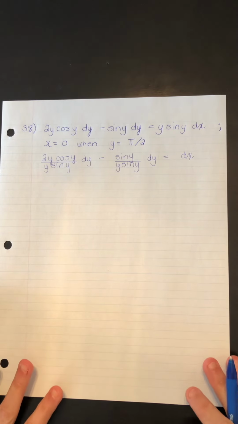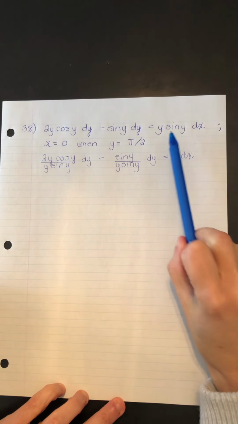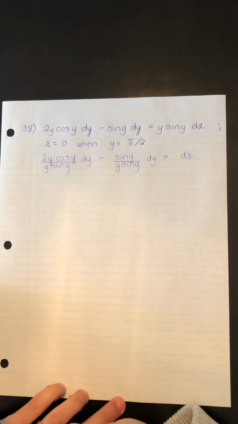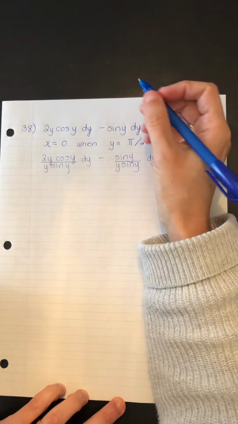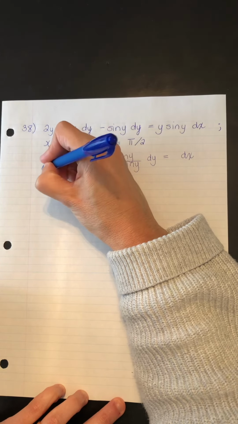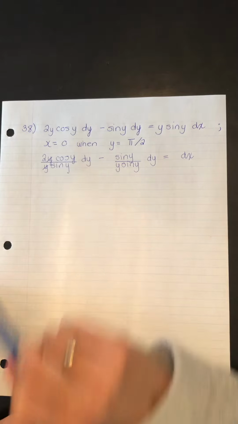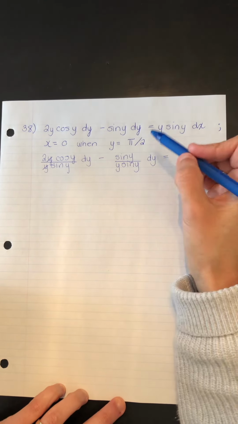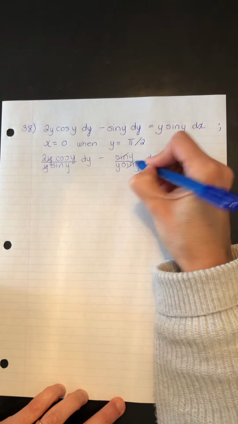All right, so we have this right now. That's dividing all 3 terms by y sine y. And now let's simplify these terms here. So first thing, of course, is that the y's here will cancel, and we'll have 2 cos y over sine y. And here, sine y can cancel.